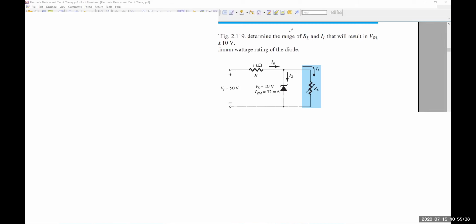Okay, now everyone see. First, which one do I have to find out? We have to find out the RL minimum. RL minimum is the formula. What is the formula? That was the formula we have found out earlier.